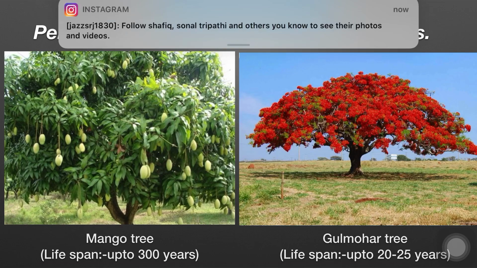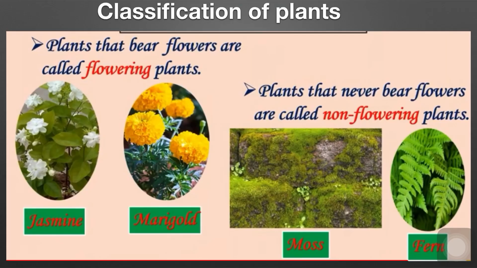Student, plants that bear flowers are called flowering plants, while the plants that never bear flowers are called non-flowering plants. Non-flowering plants may not have organs like roots, stems, and leaves. As you can see, flowering plant examples are jasmine and marigold, and non-flowering plant examples are moss plant and fern.